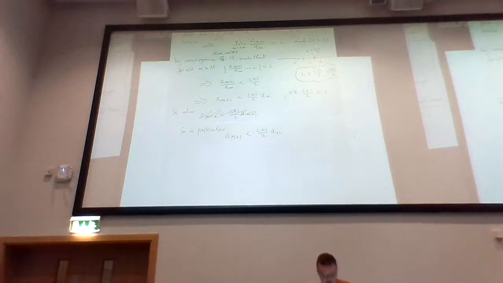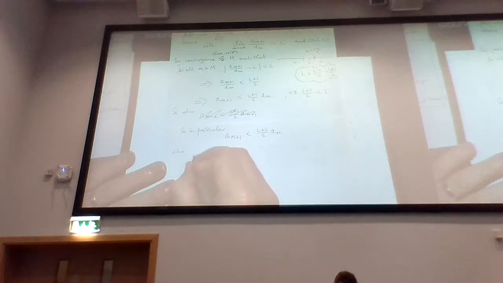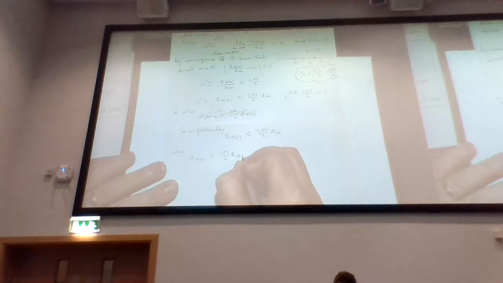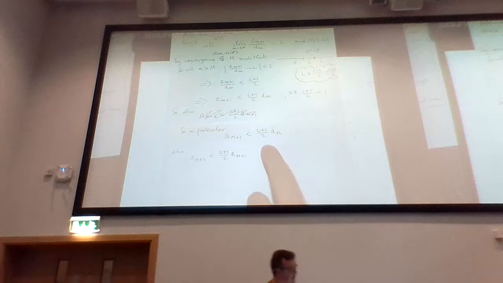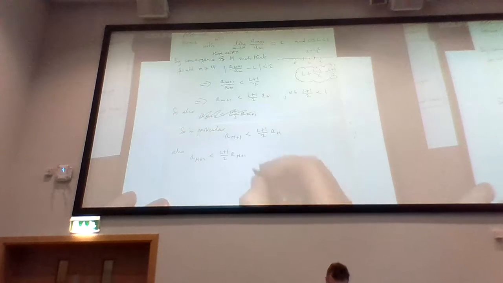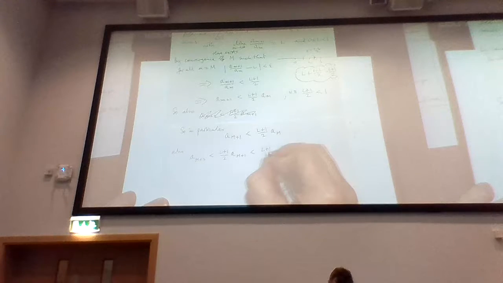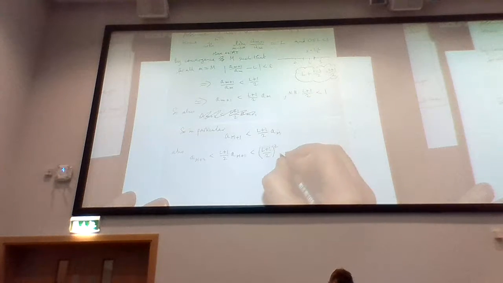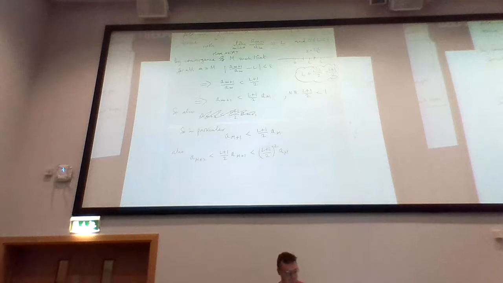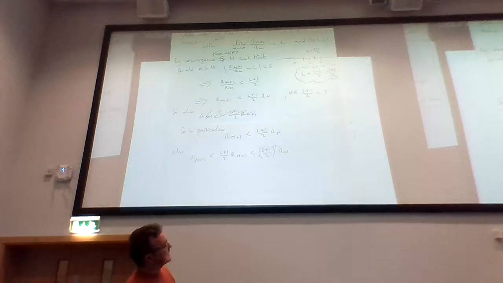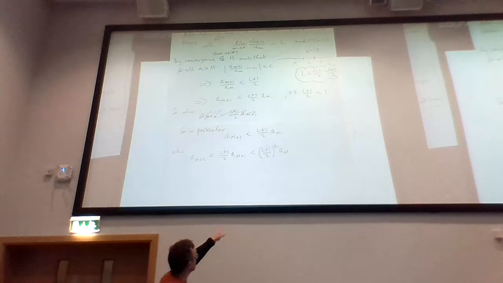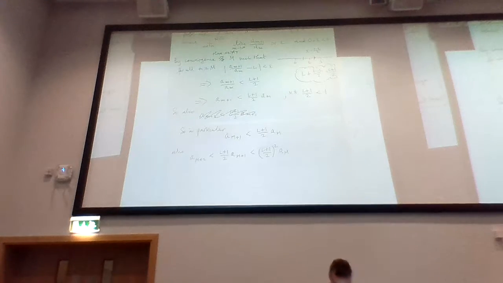And also, when you look at the next value, you get a_{M+2} being strictly less than (L+1)/2 times a_{M+1}. But when you combine that with the inequality you just have, you can say that this is less than ((L+1)/2) all squared times a_M. So a_{M+1} is strictly less than (L+1)/2 times a_M. a_{M+2} is strictly less than the square of this number times a_M.